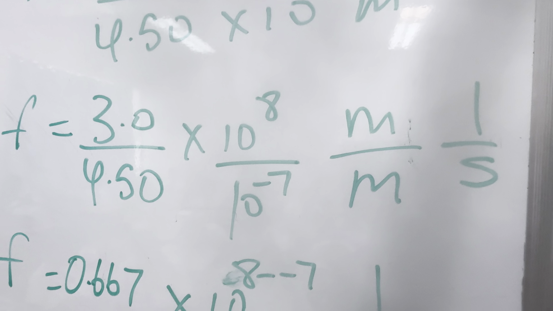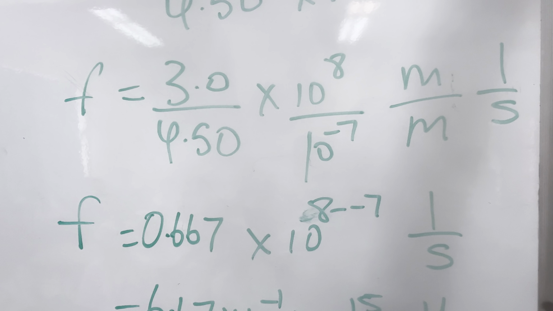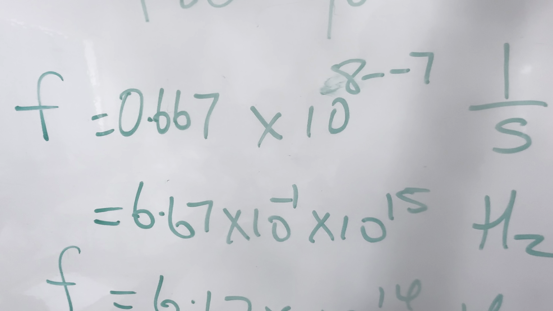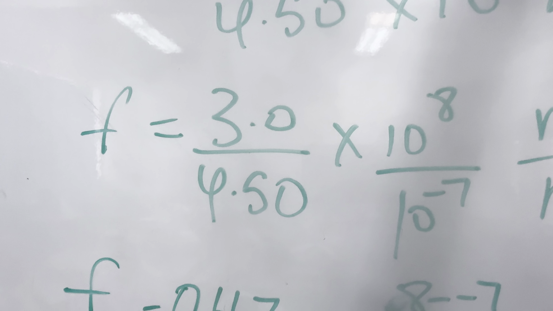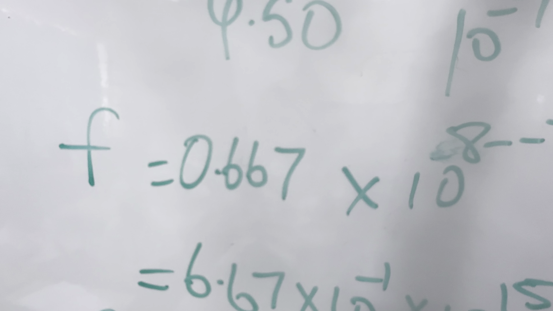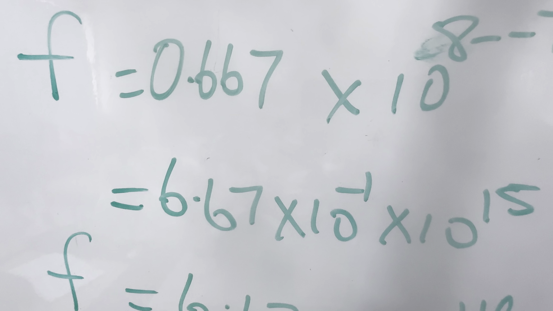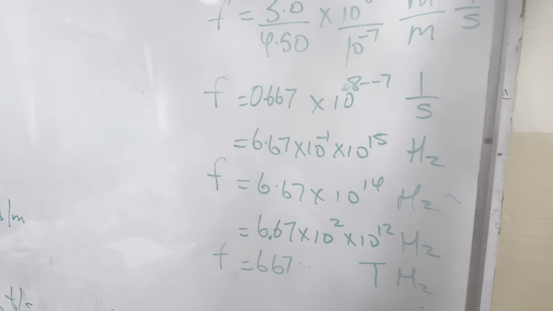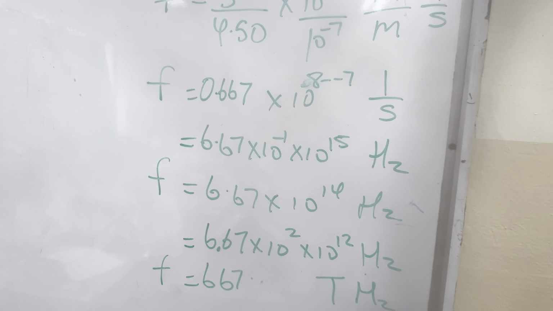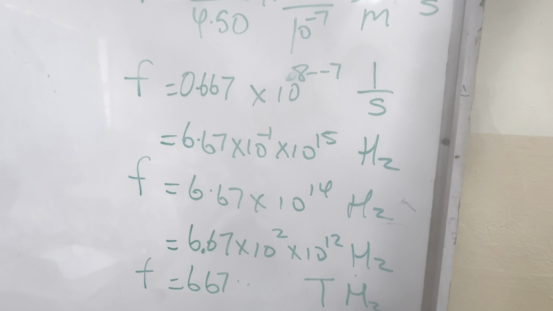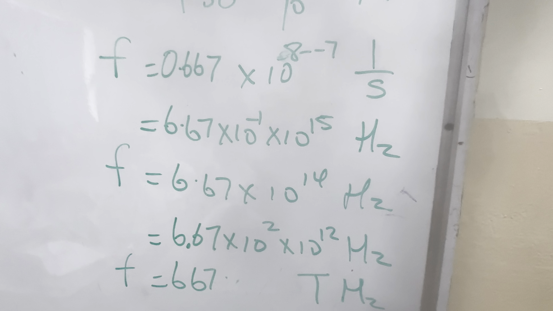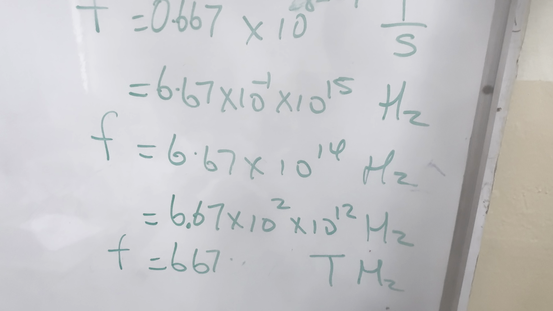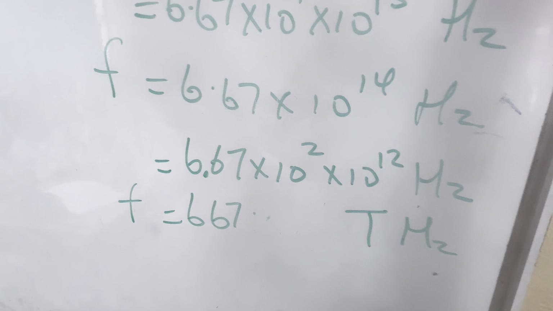So the meters will cancel. The 10 to the 8 will minus the minus 7. That's how we get 15. 3 divided by 4.5 is 0.667, so that becomes 6.67 by 10 to the minus 1. 10 to the minus 1 multiplied by 10 to the 15 is 10 to the 14. Okay? And what we can do now, we can take 10 to the 2 from the 14, and we multiply by the 6.67, and we will get 667.